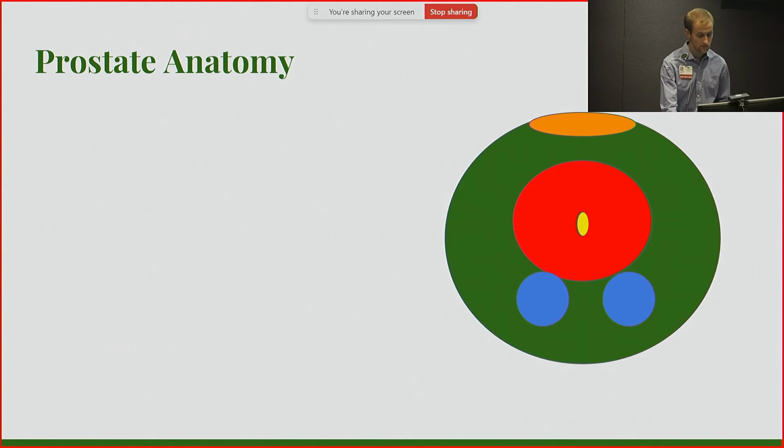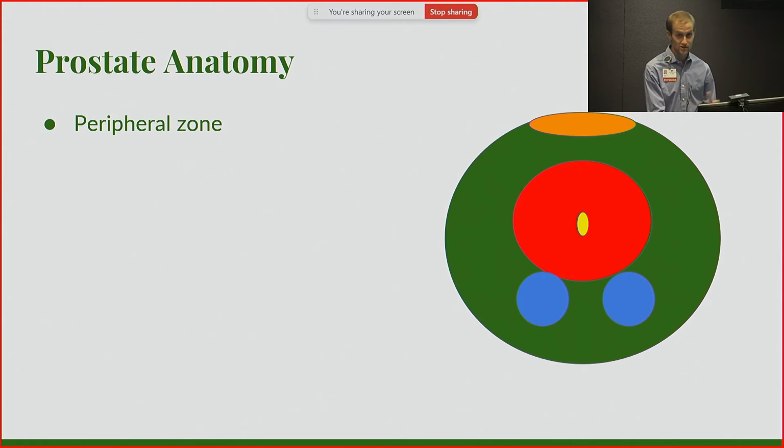So the prostate's broken up into a bunch of different zones. You can blame me for this artwork, but the green is the peripheral zone. It's kind of surrounding the back. This is not totally to scale. Usually what we're thinking of is more of the posterior, but in order to show the whole prostate, you kind of got to fudge a little bit.